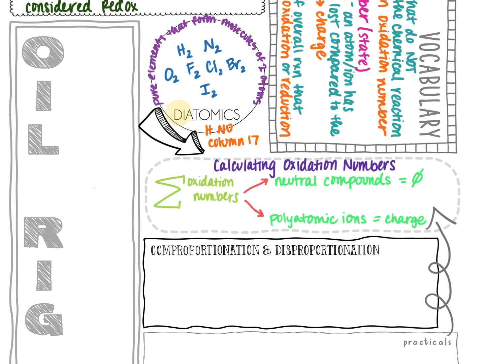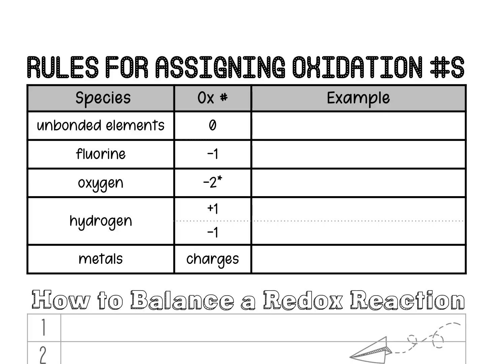If after you use all of the rules and you are still missing oxidation numbers, then you have to use algebra to solve for x to find that missing number. Assigning oxidation numbers is the first step in balancing redox reactions, so understanding the rules is quite important.